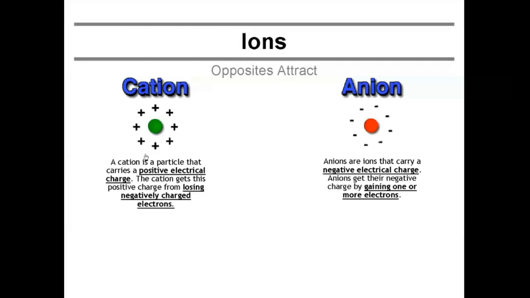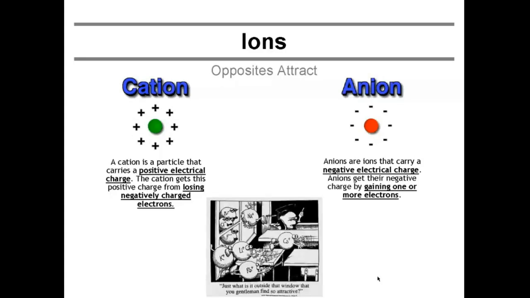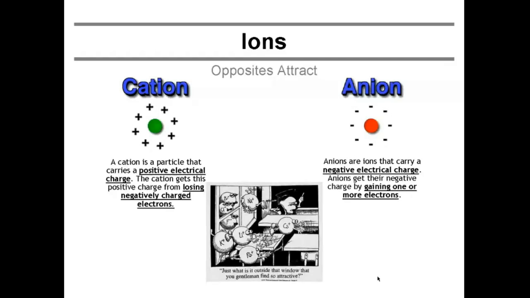All right, so there's your cation right there, losing an electron. And of course, if you have a cation and an anion, they will try to stick together. So they combine to actually make compounds. However, you need to balance the charges. So a negative one must be balanced out with a positive one. And you need to make sure these charges are balanced. More about this later. Yeah, opposites attract. So my cations and the anions will like to stick together.